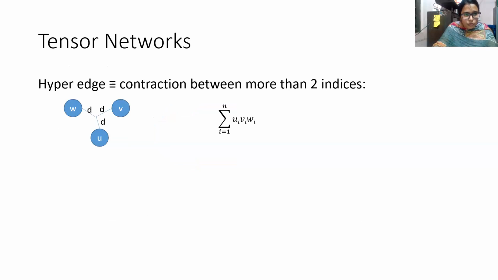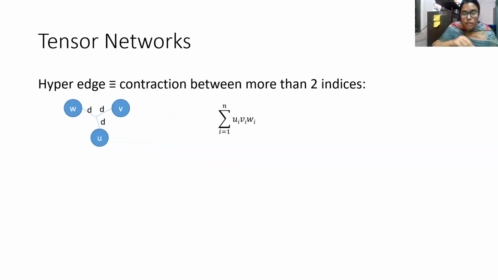Here is one new term, hyperedge. We already know about contraction: when two free edges are connected together, it is called contraction. But a hyperedge is when more than two free edges are connected. So here is the hyperedge, with three matrices U, V and W, and the three edges are connected.